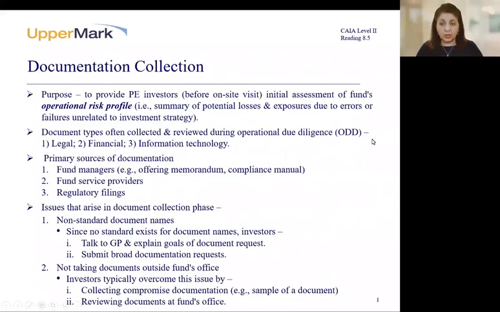Okay, so as we mentioned in the other reading where we looked at operational due diligence, we went through the different steps. So you start out by collecting documents, of course, then you analyze them, then you go on the on-site visit, and then obviously a number of steps follow that. And so here we're looking at that first step in the due diligence process, which is collecting that data. So obviously the whole purpose of collecting the data is so that it can be reviewed by the investor to try to make an assessment of the operational risk associated with that particular fund that they're reviewing.